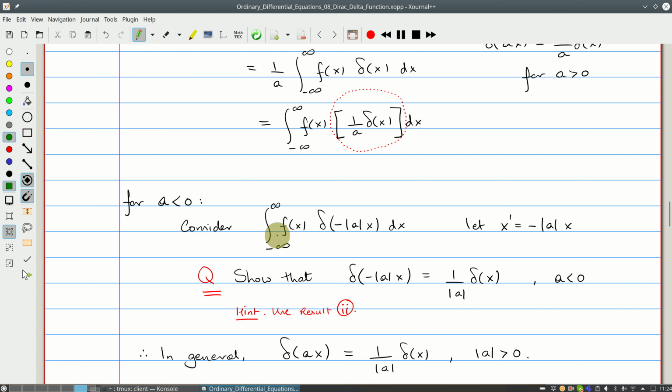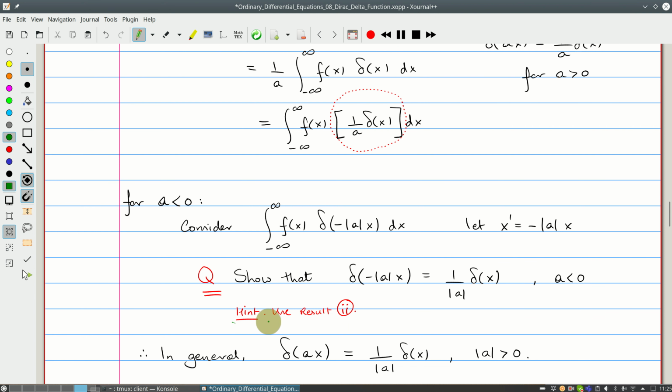We consider the integral from minus infinity to infinity of f of x times delta of minus modulus of ax. Because a is less than 0, it's a negative number, so I take the modulus and add a minus sign to remind me that this is a negative term. And now we do a change of variables. So let x prime be equal to minus modulus of ax and use the same proof as we had above to show that this is what you get.